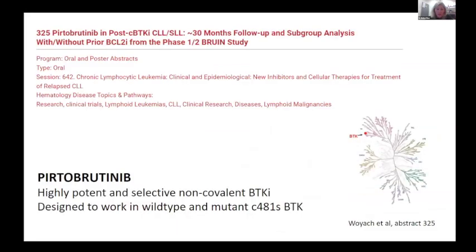So over the last 3 ASHs, we've seen data in the Bruin study, looking at pirtobrutinib in a number of lymphomas, but looking particularly useful in CLL.